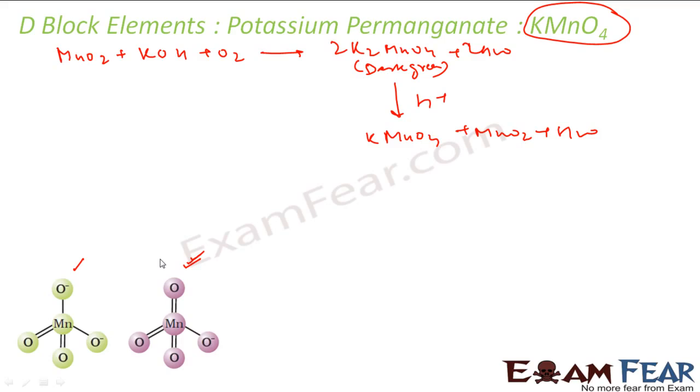Okay, so if we talk about the commercial preparation of this, what we do is we take alkaline oxidative fusion of MnO2, and that is followed by electrolytic oxidation of manganate ions. See, you get MnO2, you fuse this with KOH and oxidize by air, you get manganate ion, MnO4 2 minus, this is manganate ion, and this is permanganate ion.